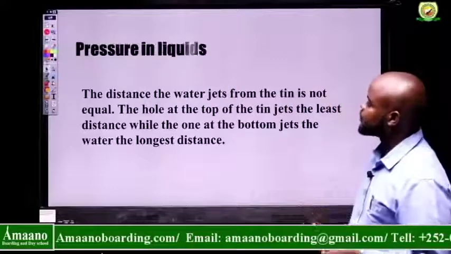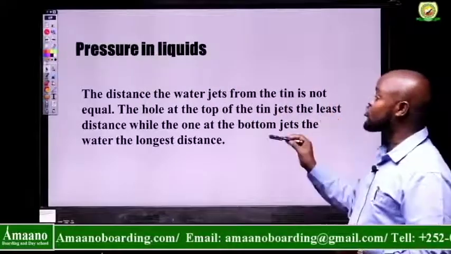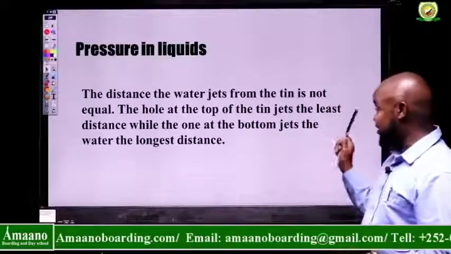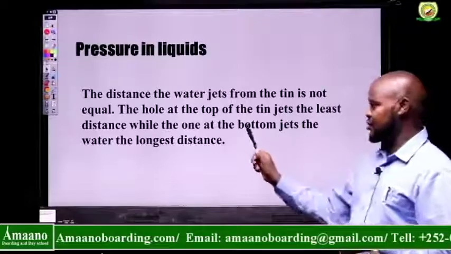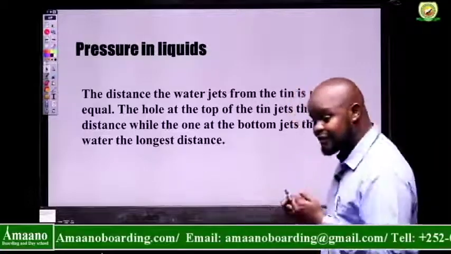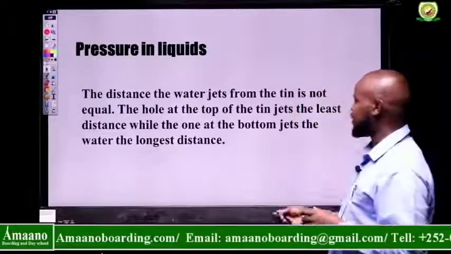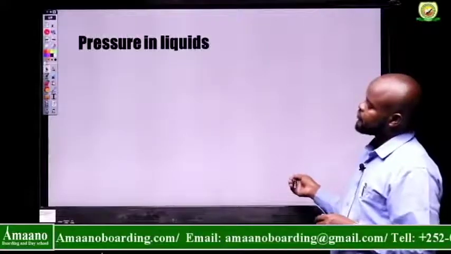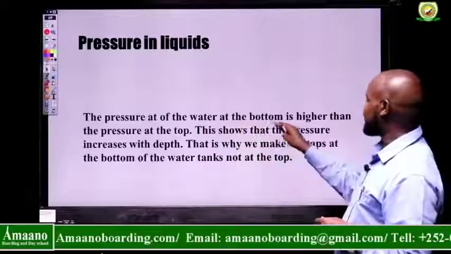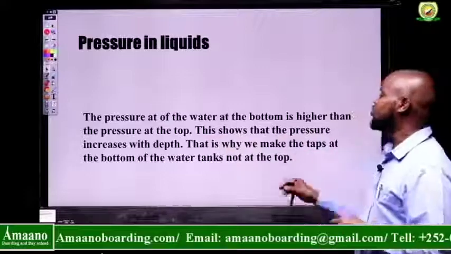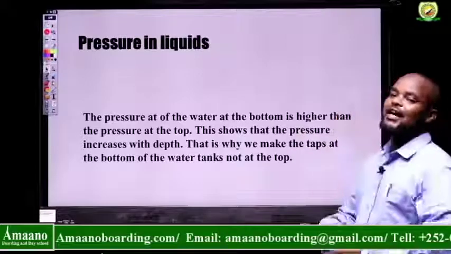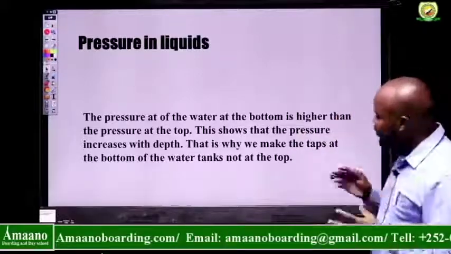Okay. The distance the water jets from the tin is not equal, as we've seen in that presentation. The hole at the top of the tin jets the least distance, while the one at the bottom jets the water the longest distance. That's due to the pressure and force exerted. The pressure of the water at the bottom is higher than the pressure at the top. This shows that the pressure increases with depth. As you go down and deep, the pressure goes up. There's more pressure, right?